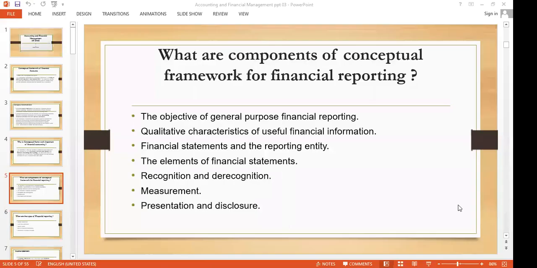The components of the conceptual framework are: the objectives of general purpose financial reporting, qualitative characteristics of useful financial information, financial statements and the reporting entity, the elements of financial statements, recognition and derecognition, measurement, presentation and disclosure. Are you clear up to now? This is the conceptual framework. Please tell me, are you clear up to now? This is general, get a general idea, please.